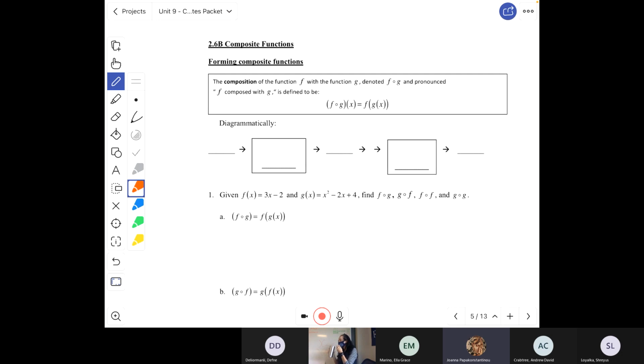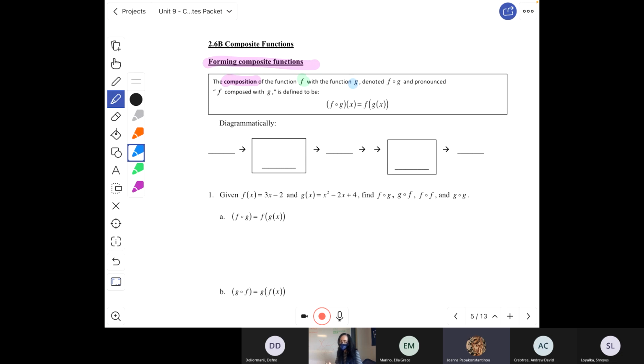Adding, subtracting, multiplying, dividing functions is easy. Taking the composition of functions is super fun. Okay? So forming composite functions. Taking the composition of two functions. This isn't hard once you do two of them, it's easy. Composition of two functions. So I am composing function f with function g.